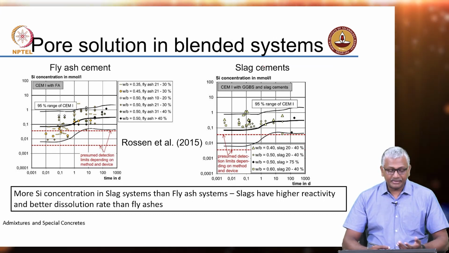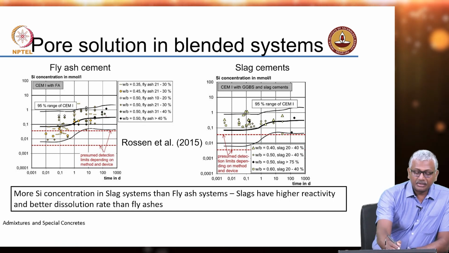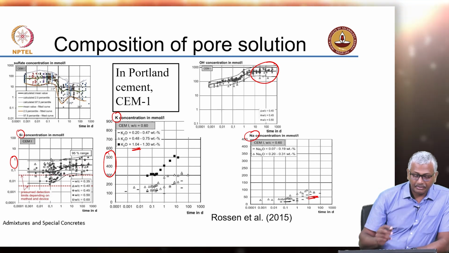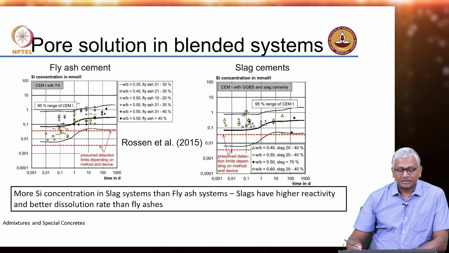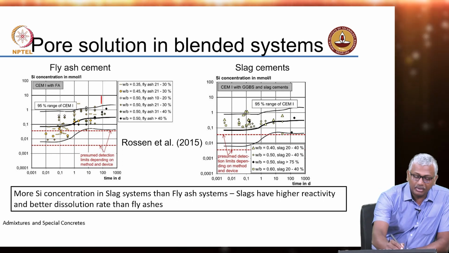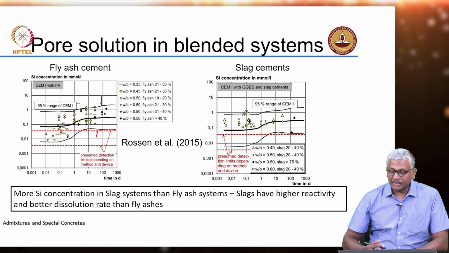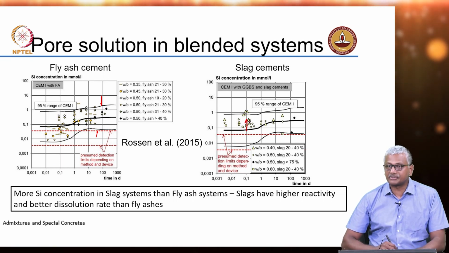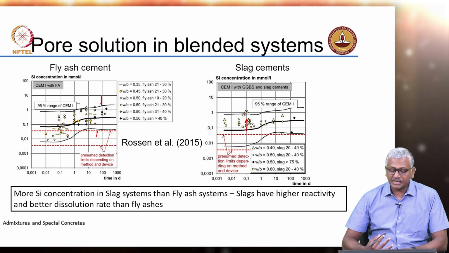Now, when you come to blended systems, let us say fly ash cement, if you look at the silicon concentration, it was quite small in the case of Portland cement, right. In fly ash it is marginally higher, but more or less the data for fly ash seem to indicate that they are falling within the upper and lower bounds of what is found in typical cement. But if you look at slag, again some increase in the silicon concentration is found when slag cements are there. Okay. So, there is a slightly higher silicon concentration in slag cements.